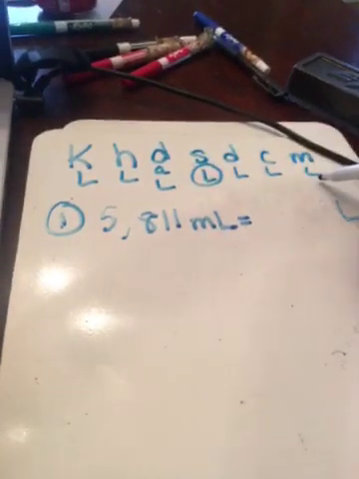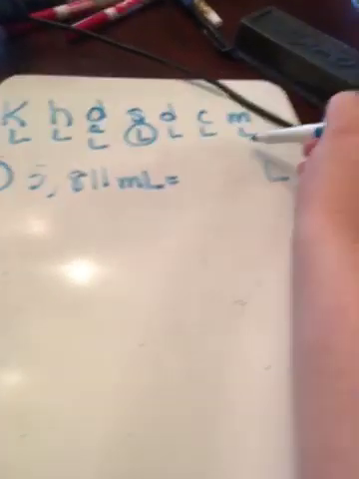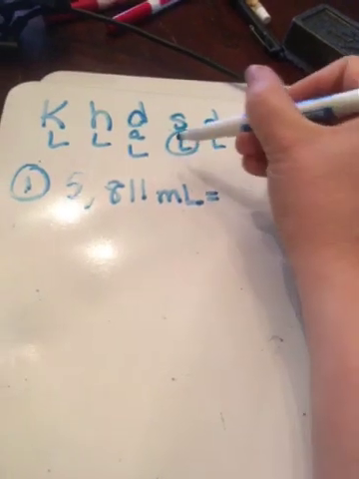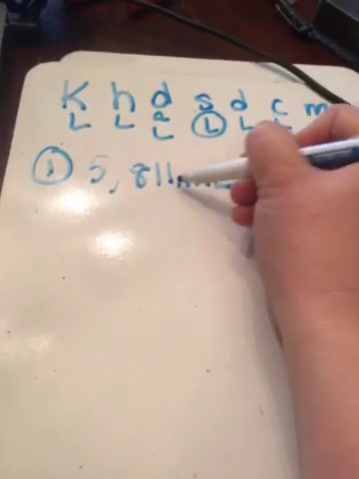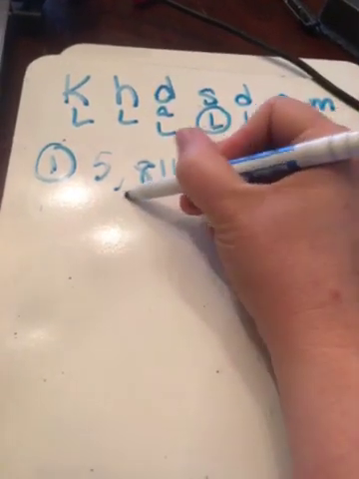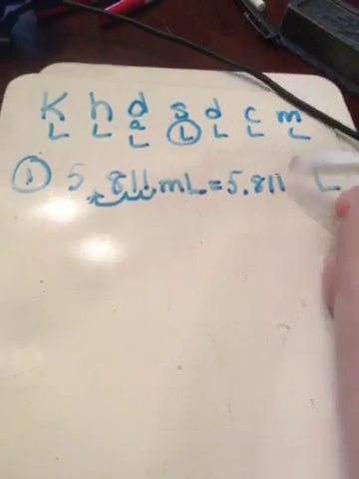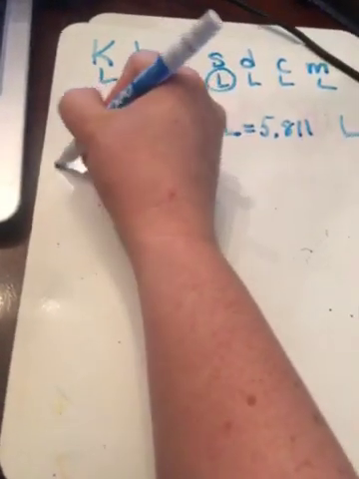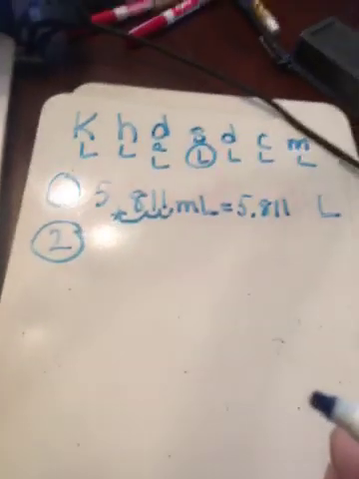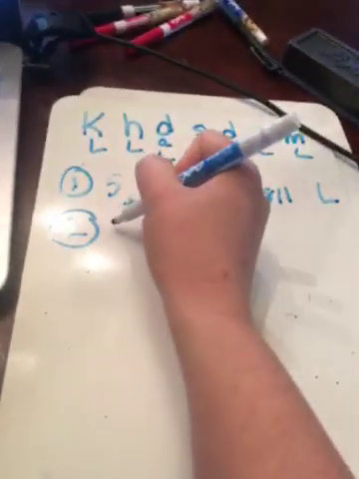So if you're at milliliters and you've got to get over to liters, it's 1, 2, 3 hops over. We have a decimal point here, 1, 2, 3 hops over. It actually goes in between the 5 and the 8, making your answer 5.811. Now remember, at any point if you get stuck or I'm going too fast, you can always pause, rewind, go back, and check your work again.